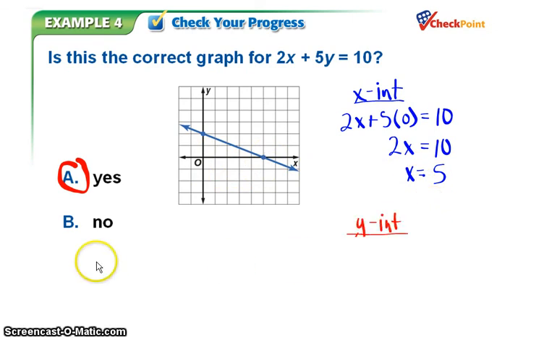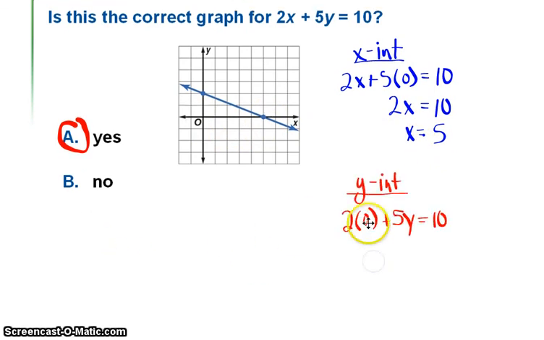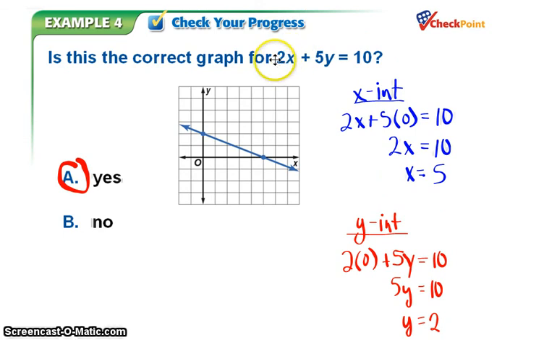To find our y-intercept, we're going to make x 0. We're going to simplify, and we get y equals 2. Is that where it crosses the y-axis? Yes, it does. So that is why this equation right here is the correct graph.